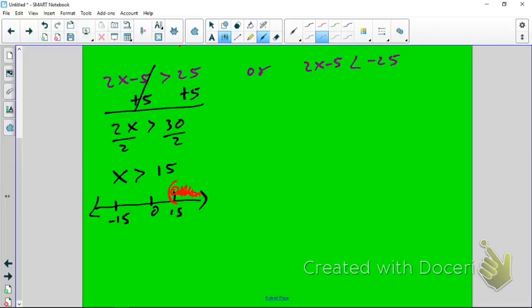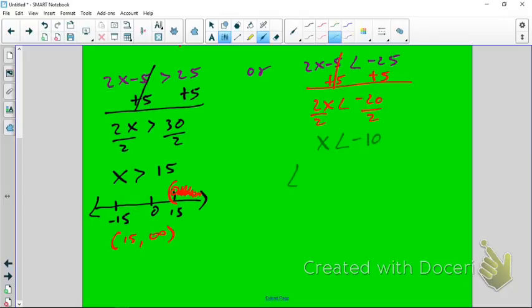So the way that we address that will be from 15, parentheses, all the way up to positive infinity, close parentheses. Now let's look at the second one. I get to do the addition property of equality. This simplifies and I end up with 2x is strictly less than -20. I get to use the division property of equality where I get to divide both sides by 2. I have that x is strictly less than -10.